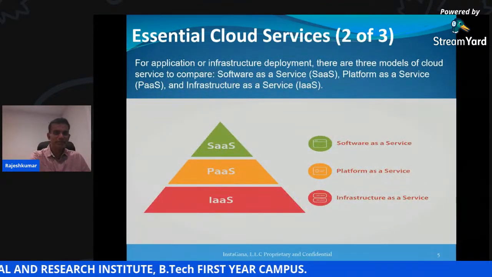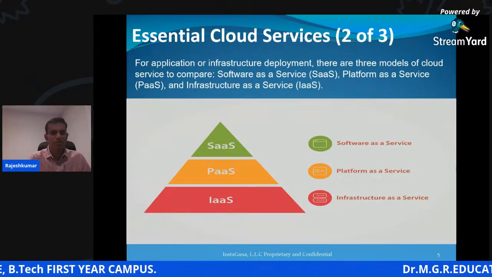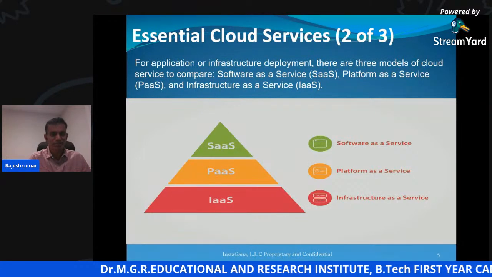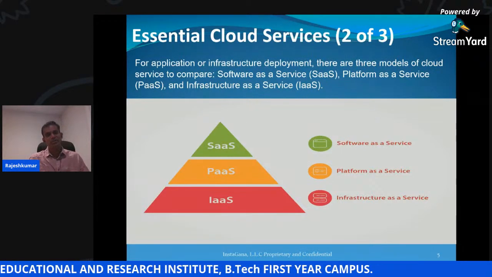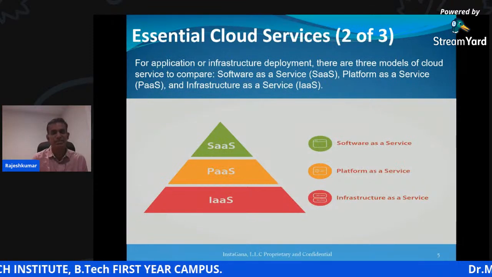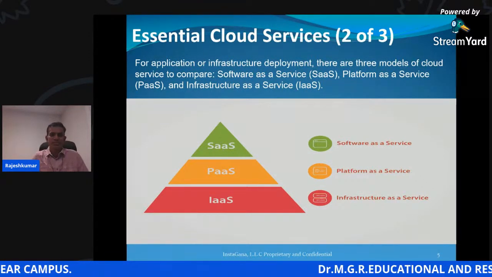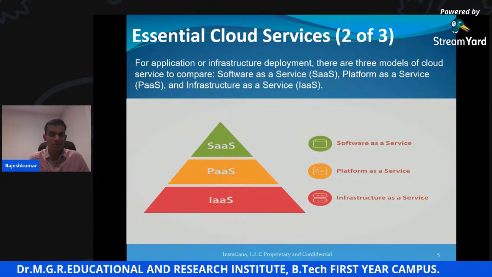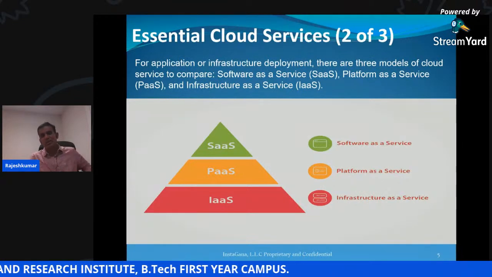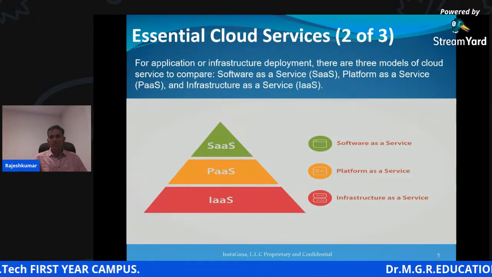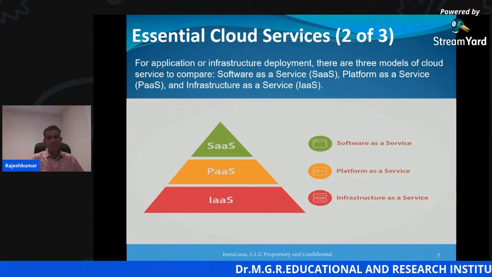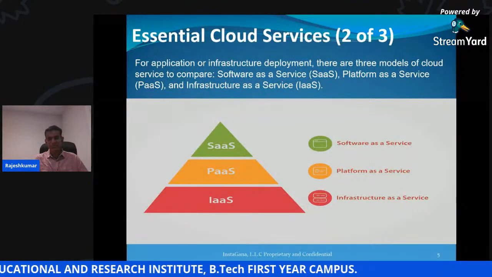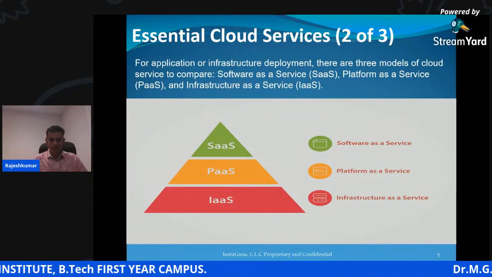So the next one, we are going to talk about what are the different deployment models in cloud computing. The first one is infrastructure as a service, the second one is platform as a service, and the last one is software as a service. These are the main deployment models when we talk about any cloud offering that we give to the customer. Infrastructure as a service is nothing but we just provide the servers, the network, and the storage.